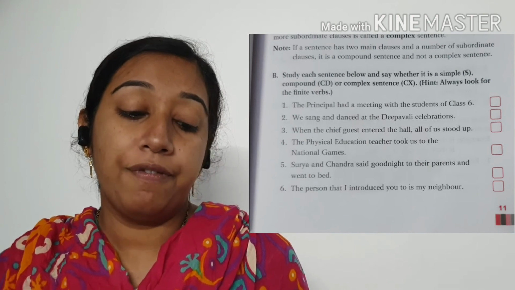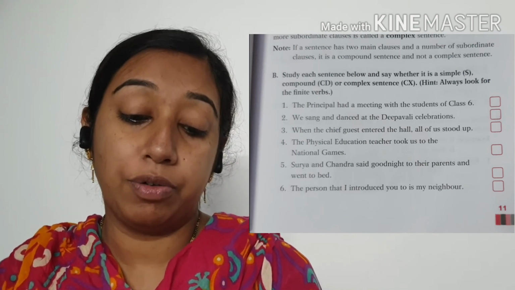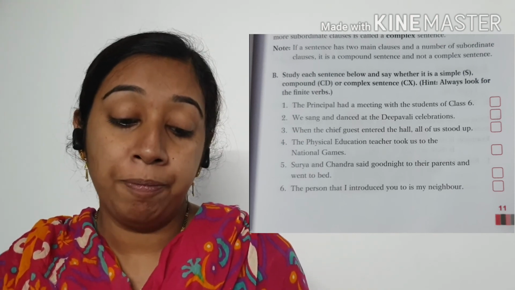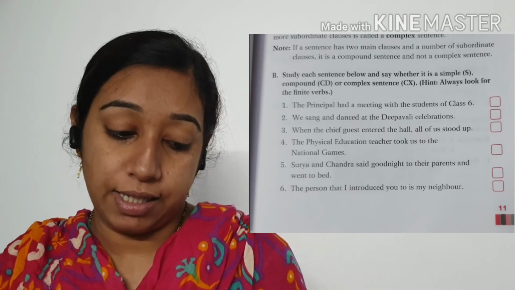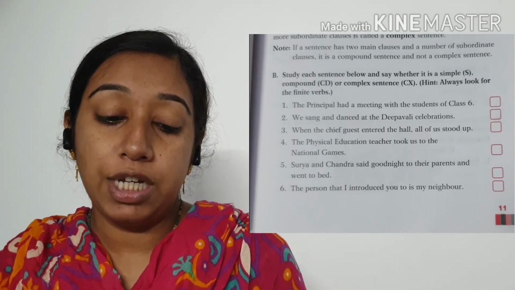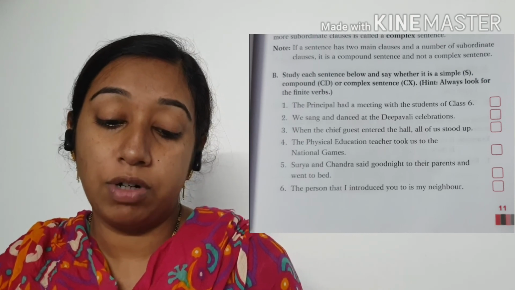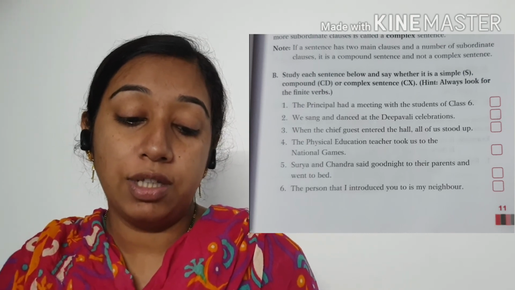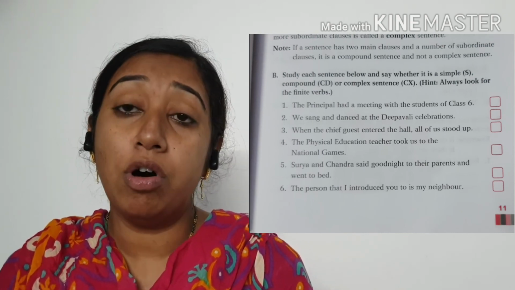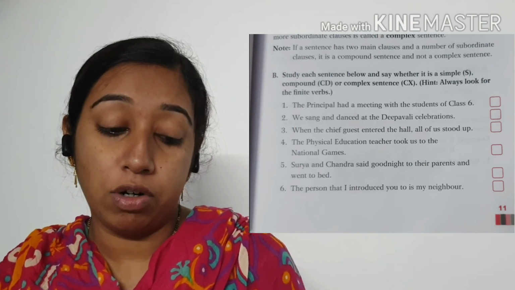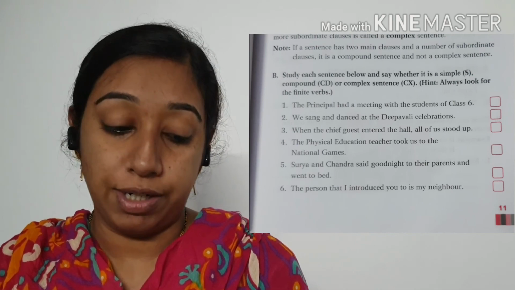The third: when the chief guest entered the hall, all of us stood up. So the initial part is separated from the other part with a comma inserted. So with the independent and dependent clause, it is a complex sentence. The fourth: the physical education teacher took us to the national games. Simple sentence, took, only one finite verb. Surya and Chandra said good night to their parents and went to bed. So over here, and went to bed, again one clause. Surya and Chandra said good night to their parents, one clause. Both are independent, so it is a compound sentence.